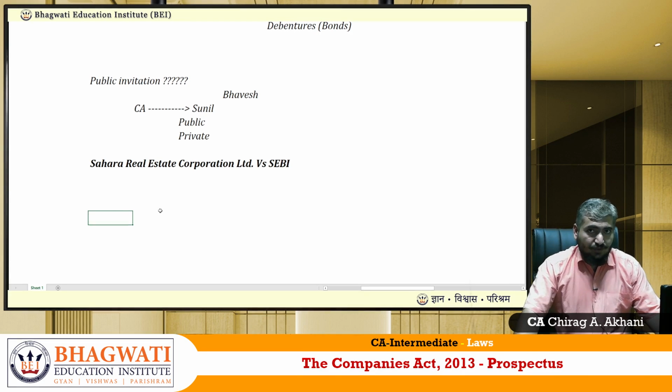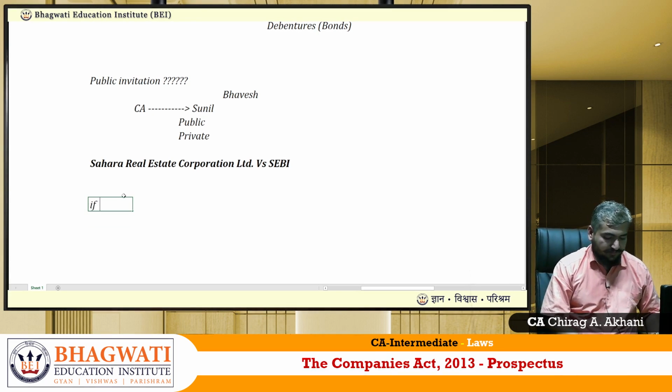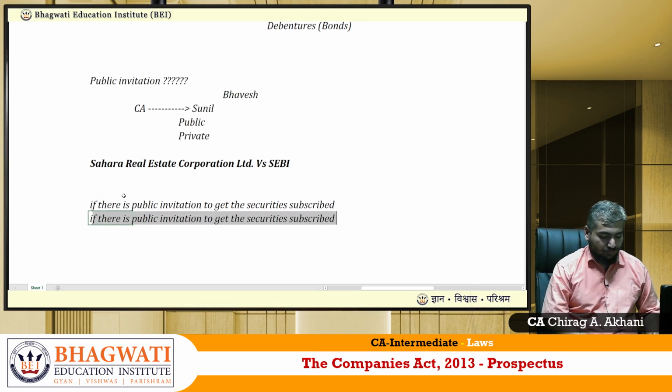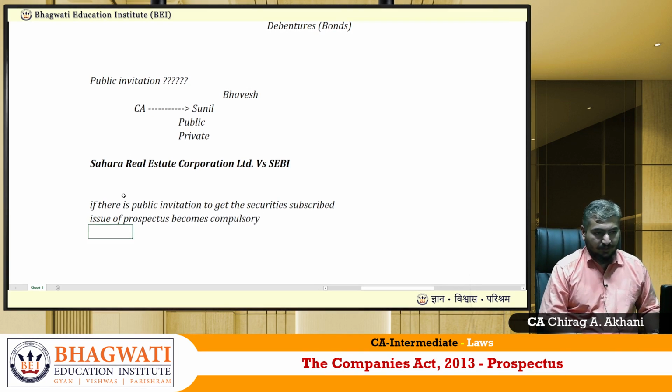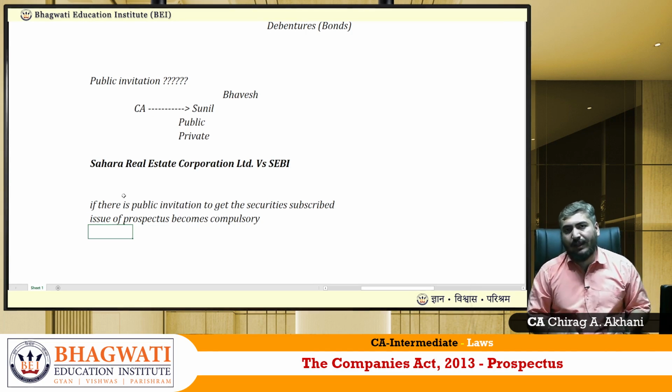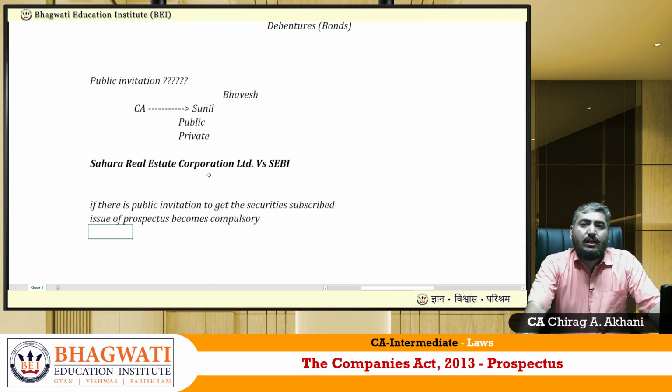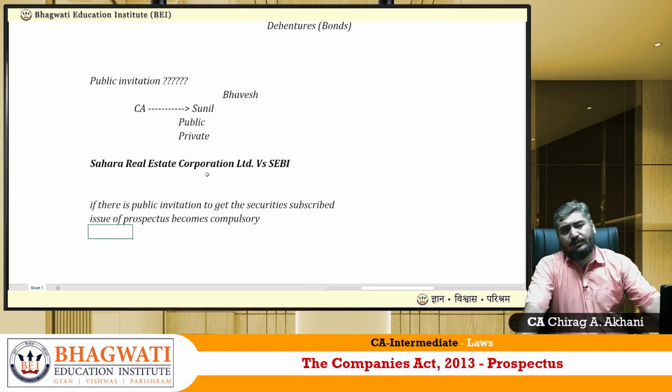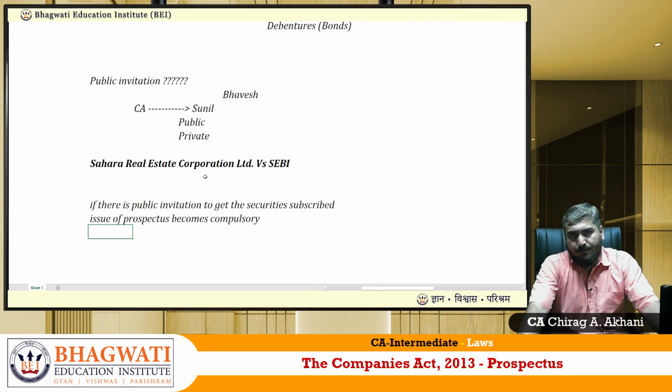And if it is a public invitation or public offer, now let me tell you what follows. If there is a public invitation to get these securities subscribed, then, guys, issue of prospectus becomes compulsory. You cannot accept any security amount until and unless a proper prospectus is issued to the public.